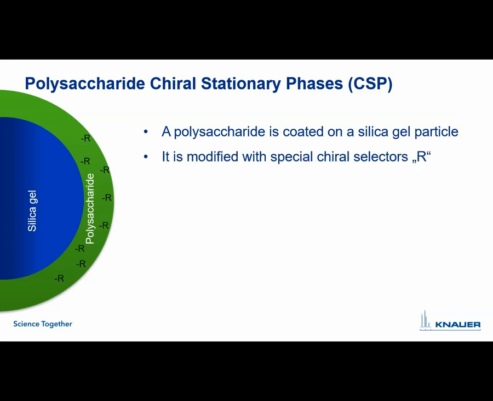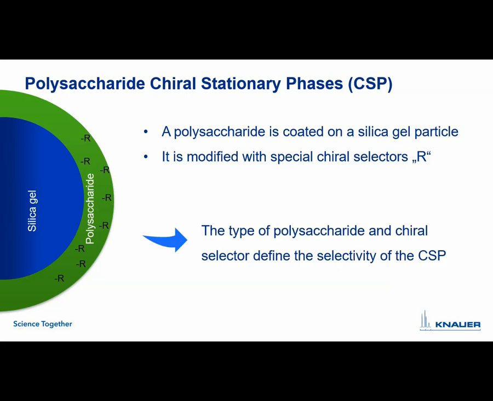The polysaccharide itself is again modified with a special chiral selector. Here it is called just R for a rest group. Overall, we call the polysaccharide, including this little group, the chiral selector. And in the end, both of them, the polysaccharide type and also the type of the chiral selector, define the selectivity of the phase. So you can have different polysaccharides and also different chiral groups that define your phase.